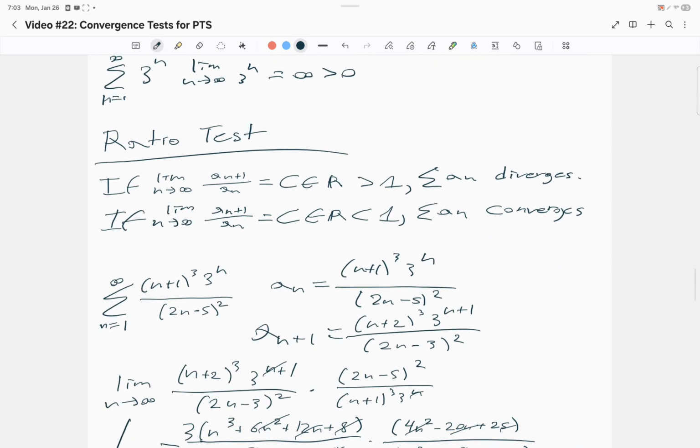For the ratio test, I'm sort of repeating myself, but the use case is when you have an exponent somewhere in there, so you would get a scenario in which you have 3 to the n plus 1 over 3 to the n, like we saw here. That would cancel out nicely, leaving us with just a constant, where we don't even need to take the limit. That helps simplify things a lot. So that's when the ratio test is a good one to use.